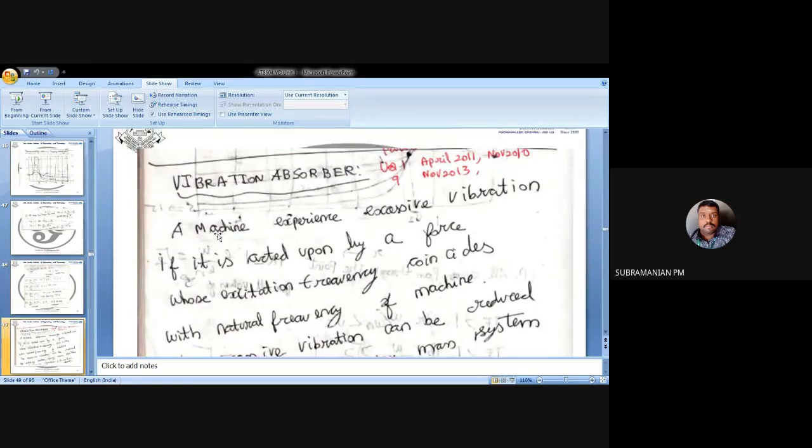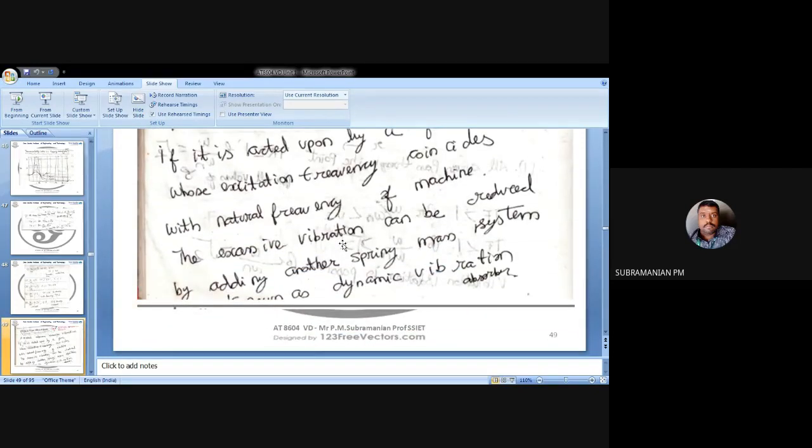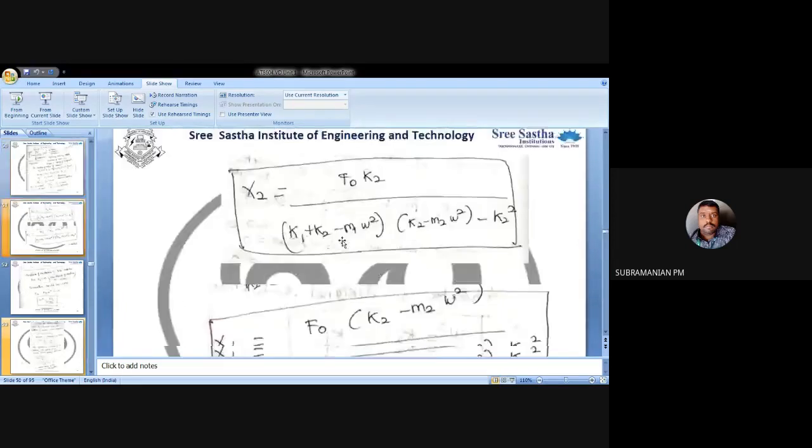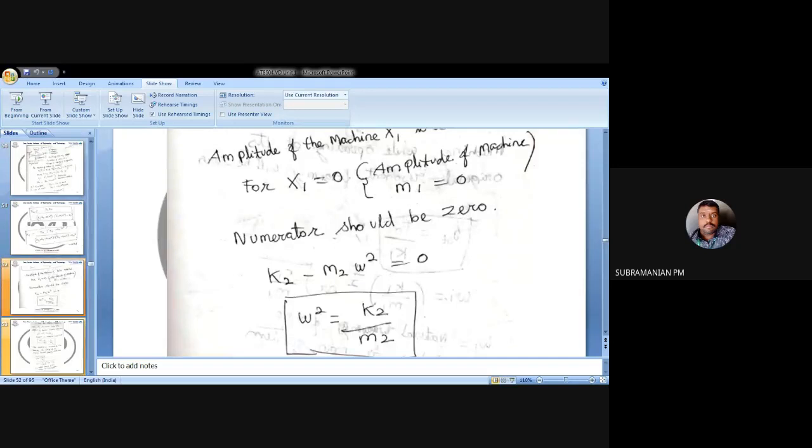Next one, vibration observer. What are the things in a vibration observer and other topics? With this, we will be completing this unit. I think we will see this in the next class.